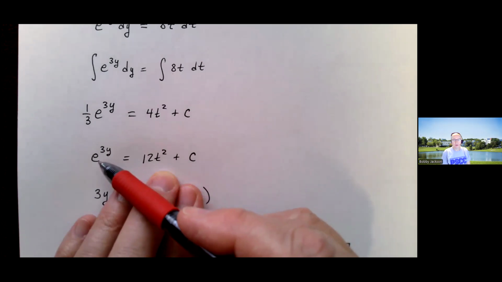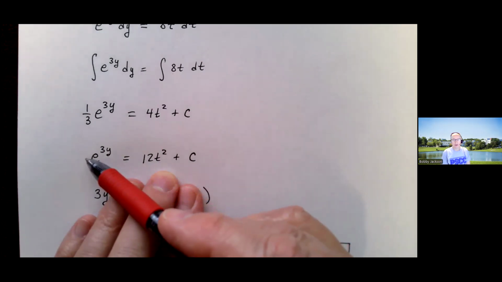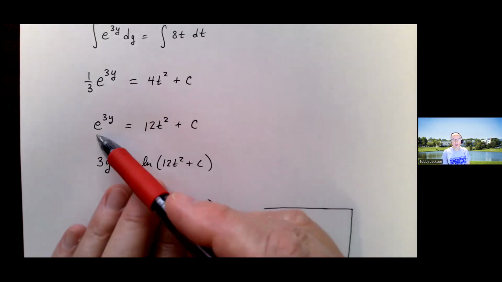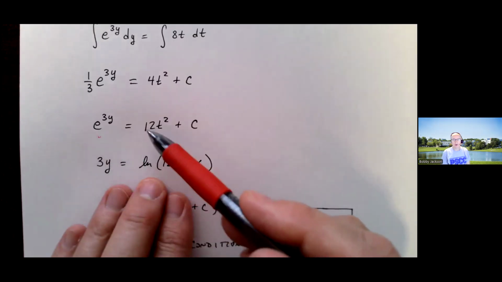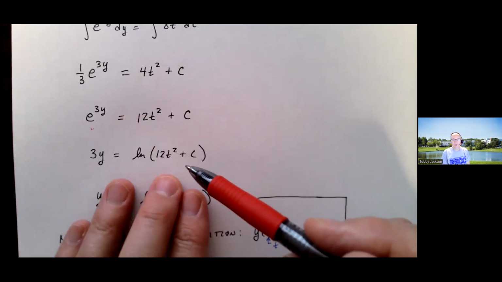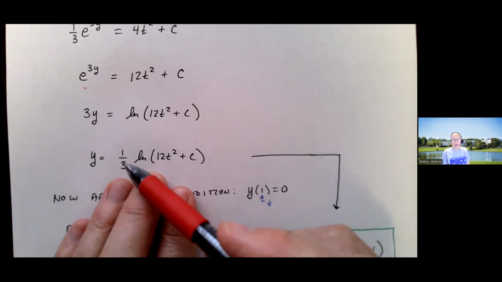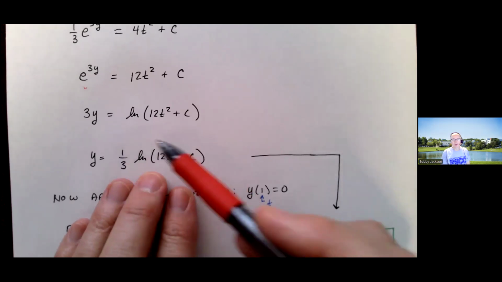Now, how do we solve for y? Well, it's in exponential form. We need to write it in logarithmic form. So if we take the natural log of both sides, over here I'll get 3y. Over here I'll get the natural log of 12t squared plus c. Last thing to solve for y is to divide by 3 or multiply by 1/3. And so here's my general solution.